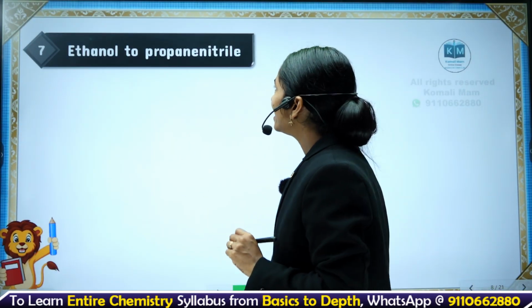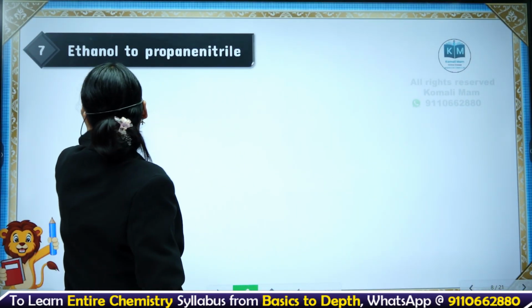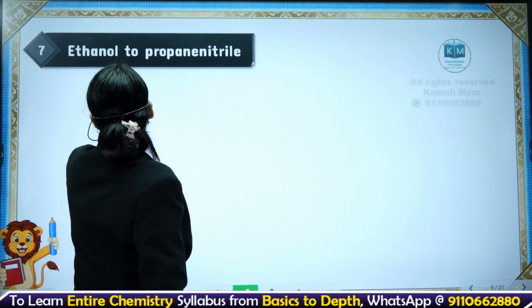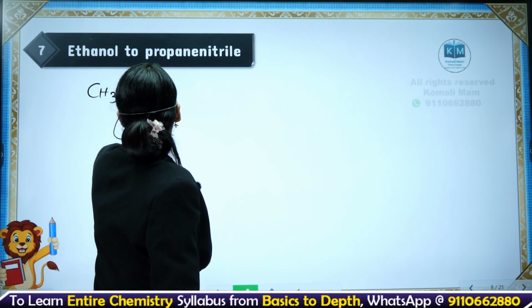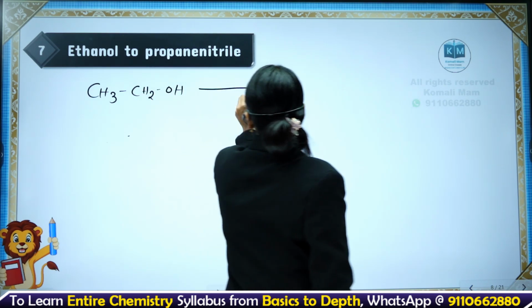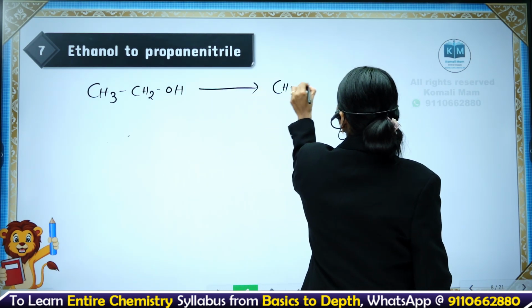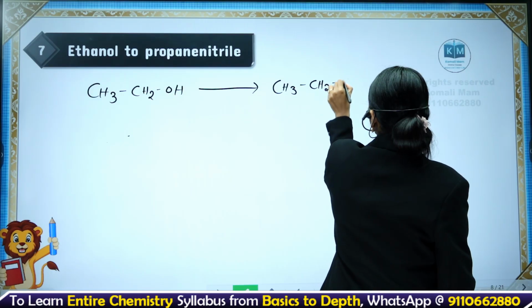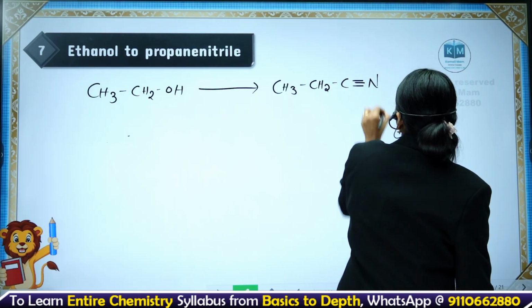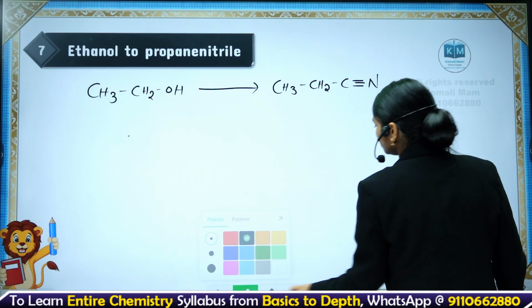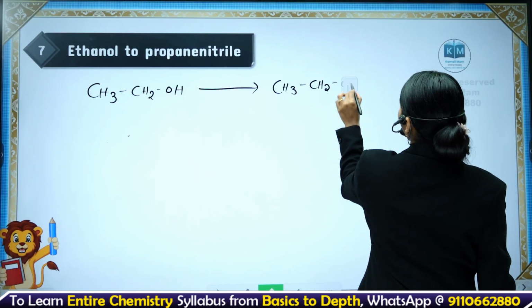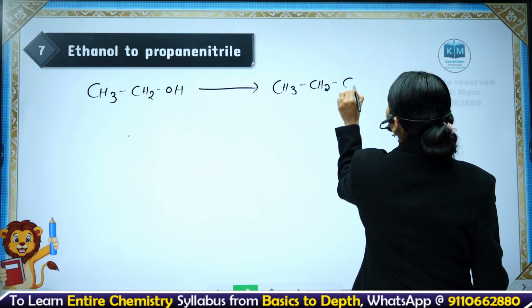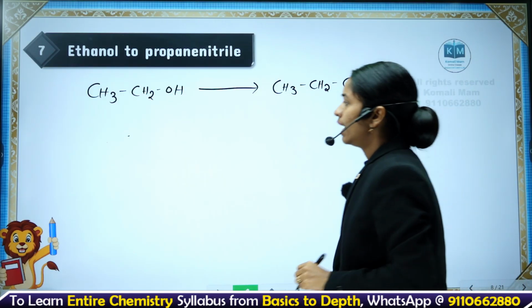Next question, ethanol to propane nitrile. Write the formula of ethanol. Ethanol, and the propane nitrile structure is this. This is propane nitrile, or simply I will write CN.